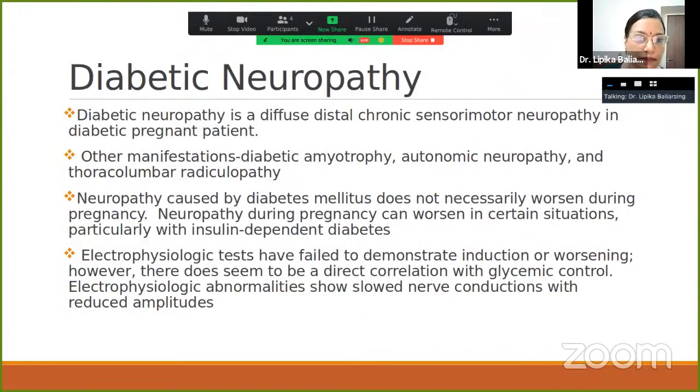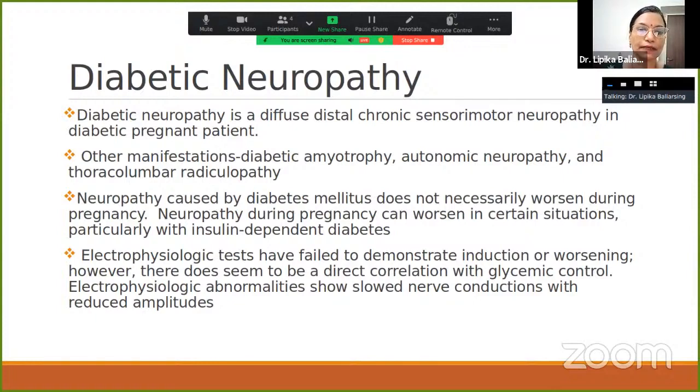Coming to the other diabetic neuropathy, the diabetic neuropathy that occurs in the peripheral nerves, that can be a diffuse distal chronic sensorimotor neuropathy in diabetic pregnant patients. And the other manifestations can be diabetic amyotrophy, autonomic neuropathy, as I discussed before, and thoracolumbar radiculopathy. All these are important because we are going to give them spinal anesthesia or epidural anesthesia. So this has to be elicited and documented.